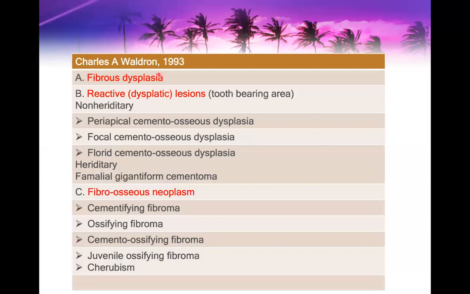The other one is Waldron's classification 1993, which includes fibrous dysplasia. Here, the reactive lesions are again divided into non-hereditary and hereditary. In the non-hereditary, there come periapical cementosseous dysplasia, focal cementosseous dysplasia, and florid cementosseous dysplasia. The hereditary one is familial gigantiform cementoma. Then the fibro-osseous neoplasms: cementifying fibroma, ossifying fibroma, cemento-ossifying fibroma, juvenile ossifying fibroma, and the last one is cherubism.